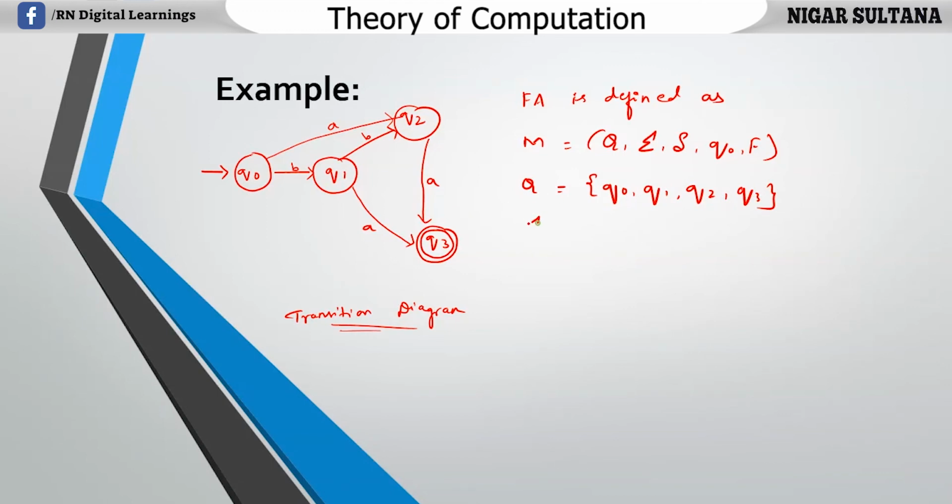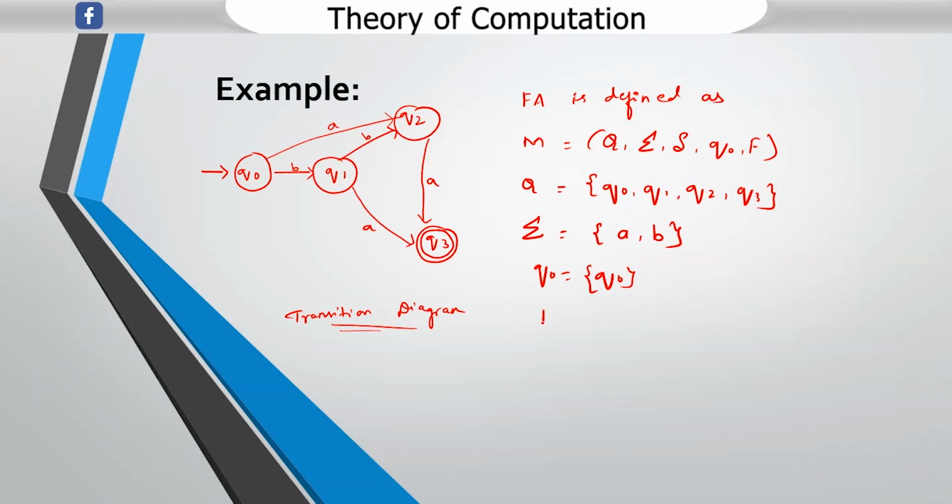Now, sigma. What is this? This indicates an alphabet, that is the input symbols. Which input symbols do we come across in this diagram? A as well as B. Next, Q0 is my start state. Next, what is F here? F is your final state. Check which state has a double circle. Q3 is our final state. So, these are the 5 tuples.